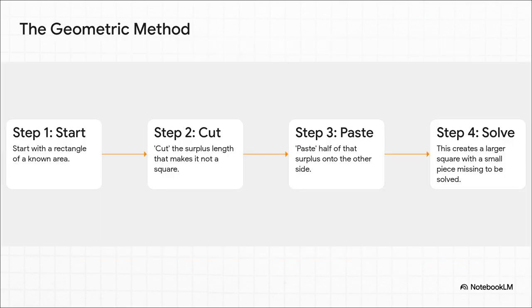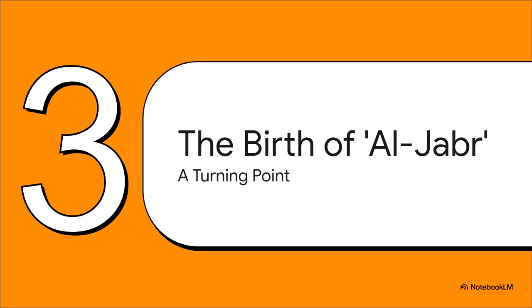And this is how they did it. It is so clever. Imagine you have a rectangle. You'd literally cut off the extra bit that makes it not a square. Then you'd slice that piece in half and paste it onto the other side. What you end up with is a new, almost complete square, and from there, the answer was suddenly within reach. It's a physical way of literally reshaping the problem itself. And for centuries, that was pretty much it. This cut-and-paste geometry was the best tool they had.